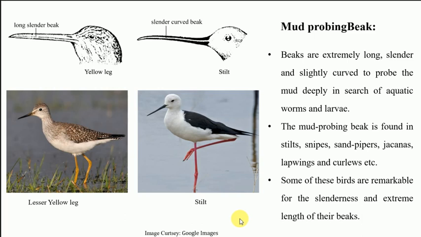Now some of these birds are remarkable for the slenderness and extreme length of their beak also. So for example, if you see the stilt, they are provided with a comparatively very long and very slender beak, and this beak is useful for probing the mud. So this is about the mud probing beak.